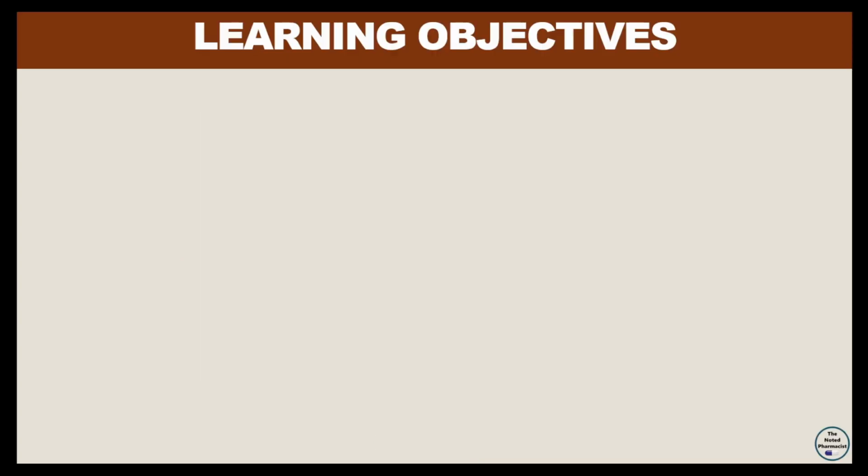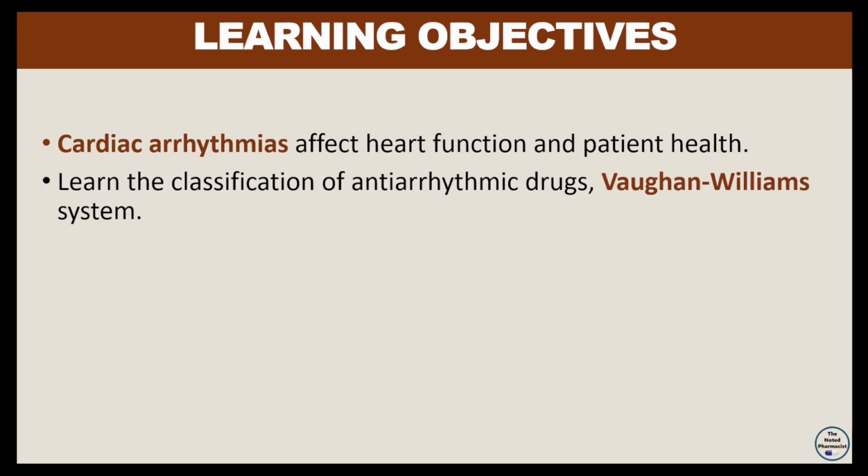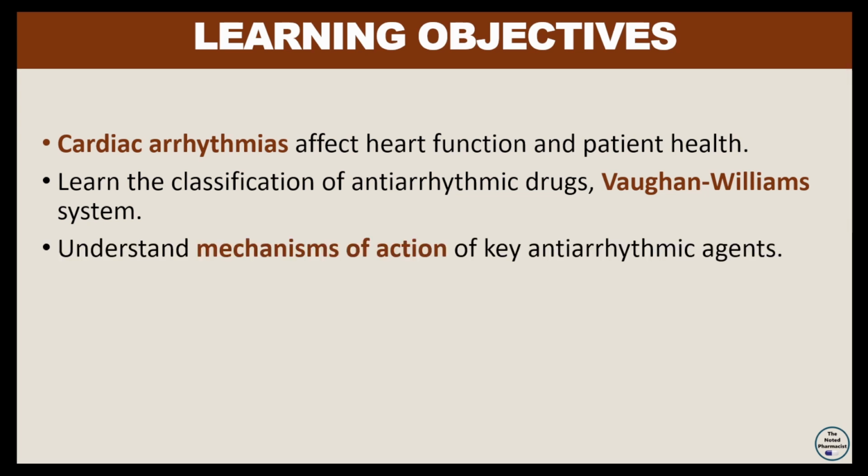Learning objectives. By the end of this video, you'll have a thorough understanding of the pathophysiology of cardiac arrhythmias and their impact on patient health. You'll learn the classification of antiarrhythmic drugs, including the Vaughan-Williams system, and how these classes address different types of arrhythmias. You'll gain insight into the mechanisms of action of key antiarrhythmic agents, including their effects on cardiac ion channels, conduction pathways, and refractory periods.